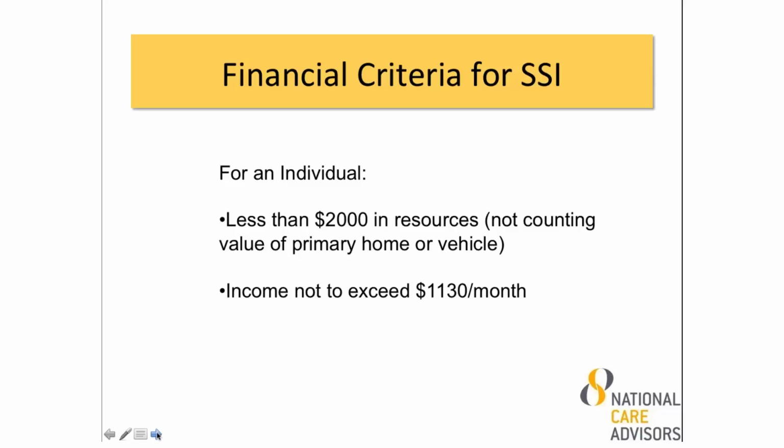And their income in 2017 may not exceed $1,130 a month. Income for purposes of SSI includes money that can be made from working, but also money that can be made from investments.